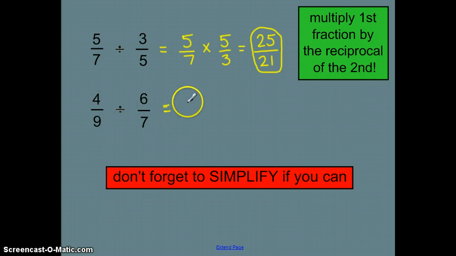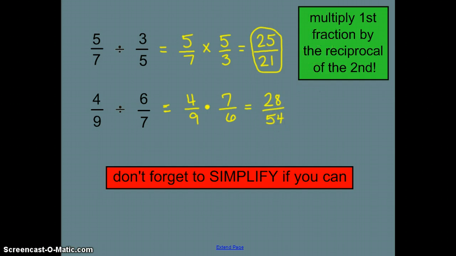We'll take the first fraction, 4 over 9, and multiply it, and I'm going to use a dot for multiplication instead of the x, which is something you should get in the habit of doing too, times the reciprocal of the second fraction. So the reciprocal of 6 over 7 is 7 over 6. I'll multiply across the numerators. 4 times 7 is 28. I'll multiply across the denominators. 9 times 6 is 54.